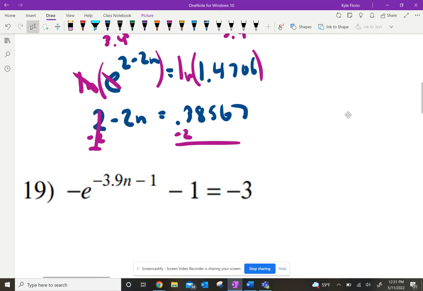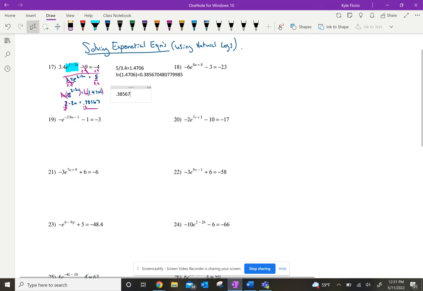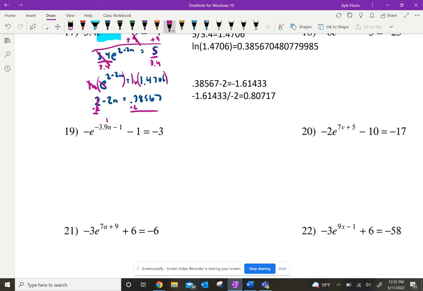So we're going to take that number, 0.38567 minus 2, and then take that negative 1.61433 and divide it by negative 2. And that'll give us, and I know I didn't do this step there, but I divided by negative 2 here, so it's going to be about 0.807.